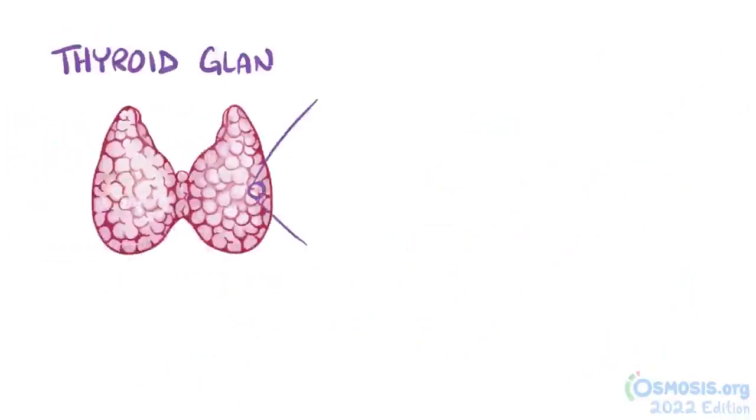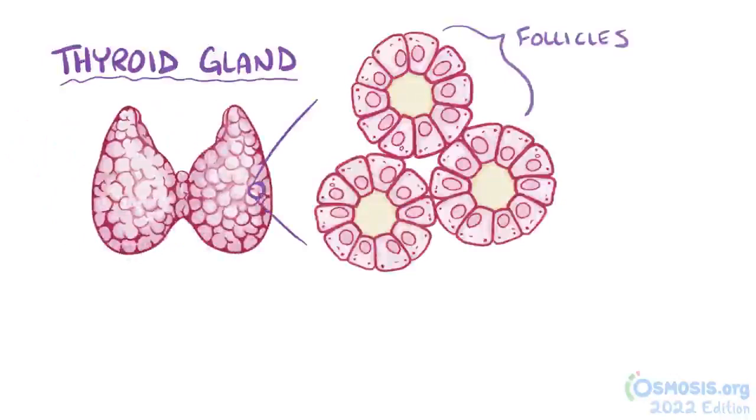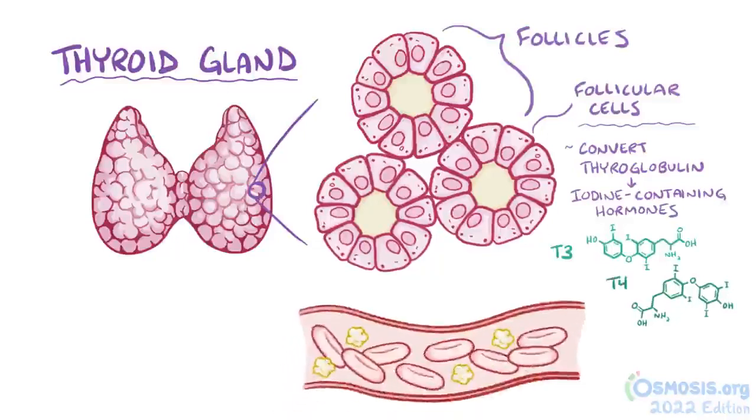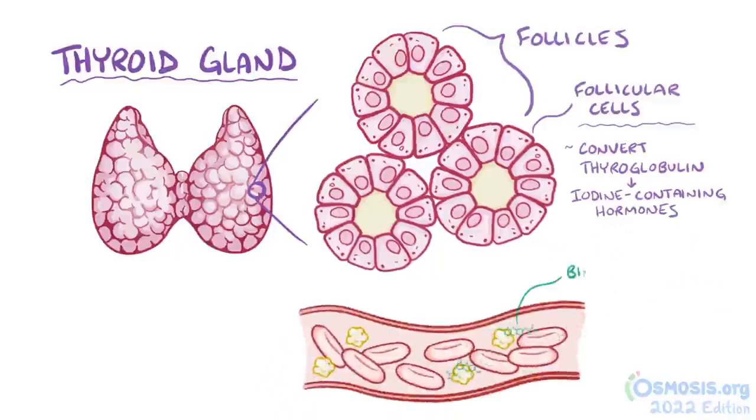If we zoom into the thyroid gland, we'll find thousands of follicles, which have a sticky substance called colloid, which sits within follicular cells. Follicular cells convert the protein thyroglobulin into two iodine-containing hormones, triiodothyronine, or T3, and thyroxine, or T4. Once released from the thyroid gland, these hormones enter the blood and the majority is bound to circulating plasma proteins, with only a small amount of T3 and T4 traveling unbound in the blood.